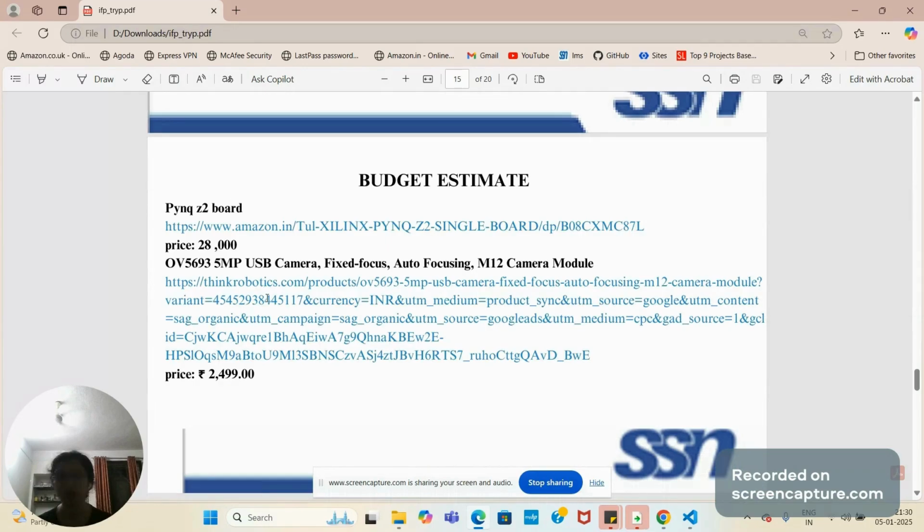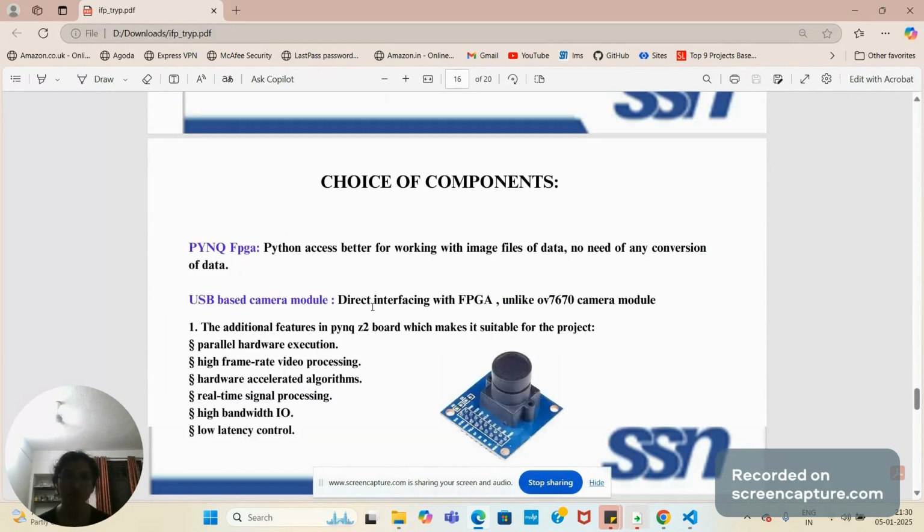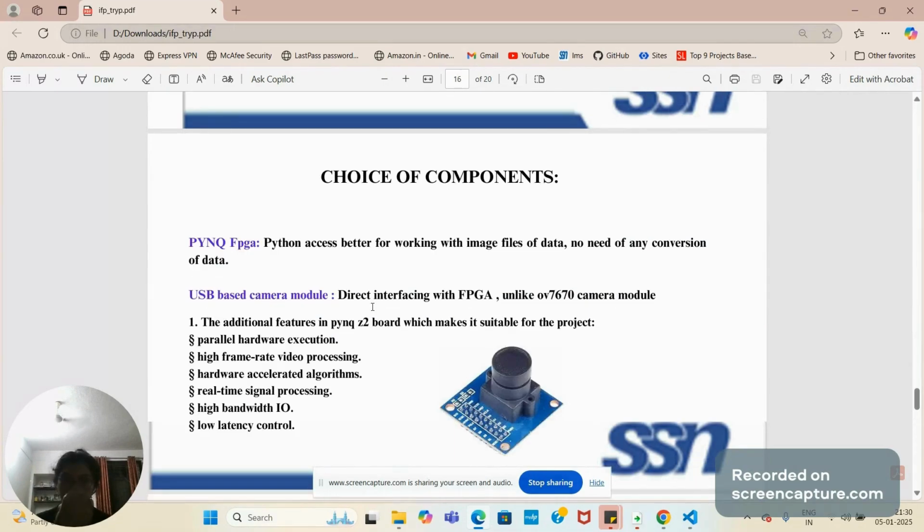The Pynq Z2 board for 28,000 and OV5640 camera, USB camera for around 2,500 rupees, but we have quoted for only 30,000. So the choice of different components.